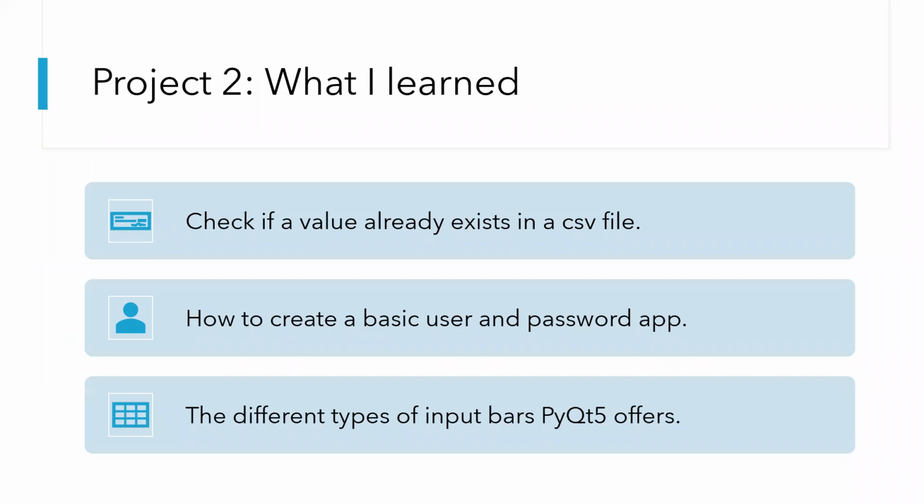What I learned is, I don't know if we had already done this in a prior lab or not, but I learned how to check if a value already exists in a column using a CSV. That's how I checked for the social security number, by checking if it was already in the Excel document. And I also learned how to create a very basic username and password type of app. This is very basic, but I felt very accomplished that I was able to do that.